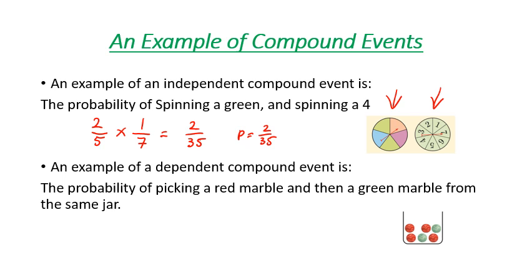In our second example, it says the probability of picking a red marble and then a green marble from the same jar. Well, the probability of picking a red marble is 4 out of 6. And then picking a green marble is now 2 out of 5 because we're using the same jar. We've taken a marble out already. That's going to give us a probability of 8 out of 30, or we can cancel that down to 4 out of 15.